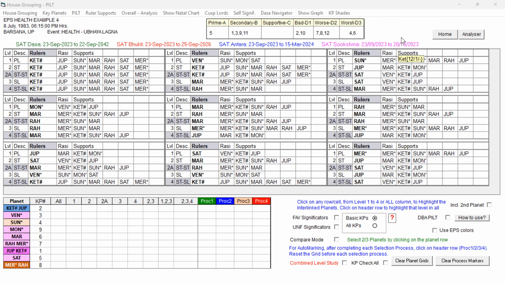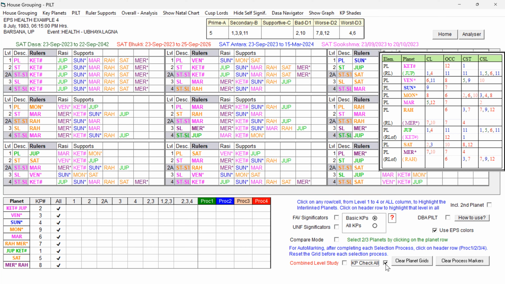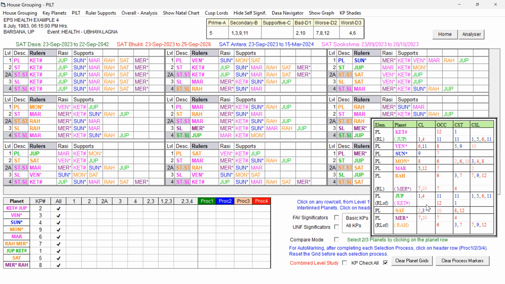Now I am going to select the self-significators, the same colors I am going to select for the selection process also. So use EPS colors and KP, check all. Now what we have to do is check the destiny. Which are the unfavorable key planets in the self-signification? You can see only Jupiter is Lagna Lord and also 6th Lord, but it has got all favorable grouping despite 12, 4 and 6 representing Ketu 12. So Jupiter is the only planet that has got green color.